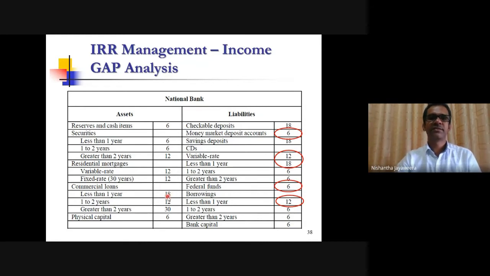And apart from that, with some assumptions, even for these fixed rate mortgages, 20% will be prepayments. So we included that as well. If you have some experience or possibility, even for these commercial loans of 1 to 2 years or greater than 2 years, there can be prepayments. You have to consider those as well.